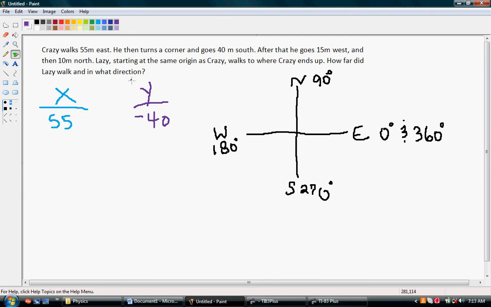And then he goes 15 meters west. Now west is negative. He goes 15 meters at a 180 degree angle, technically, so this is negative 15. And then he goes 10 meters north. North is a y value because he went straight up, and since he went up, it's going to be positive. So we're going to add these together. Negative 40 plus 10 is negative 30, and 55 minus 15 is 40.